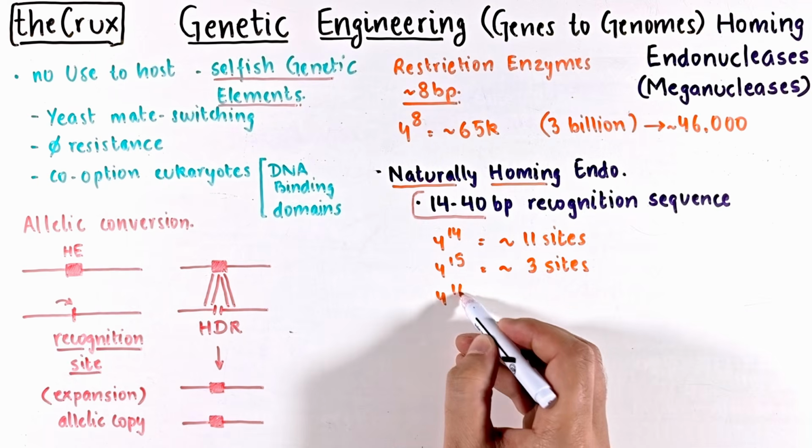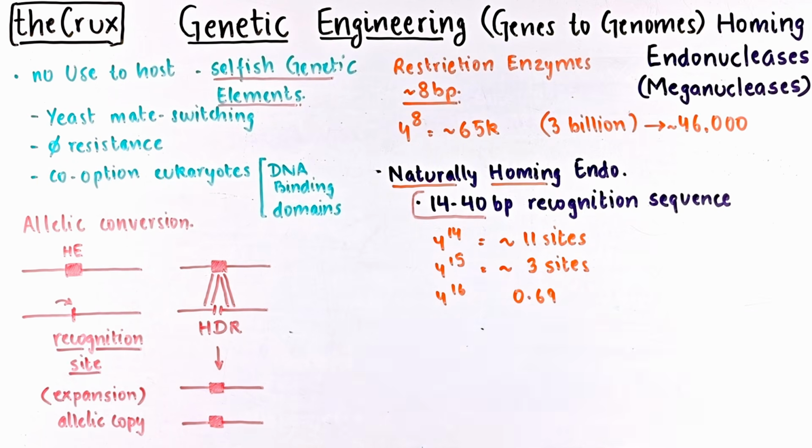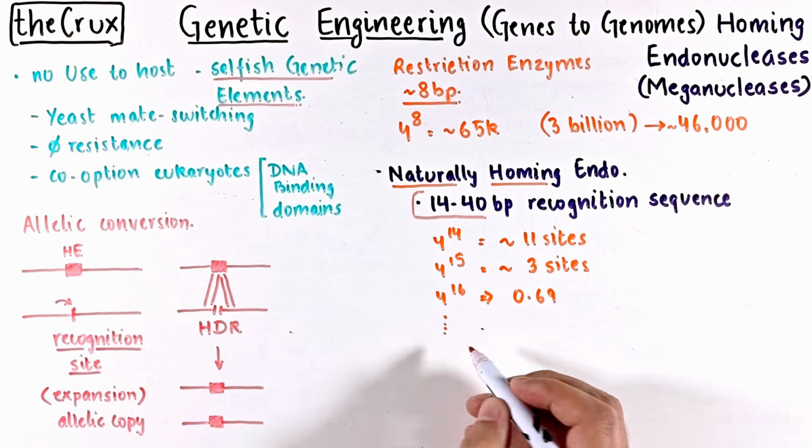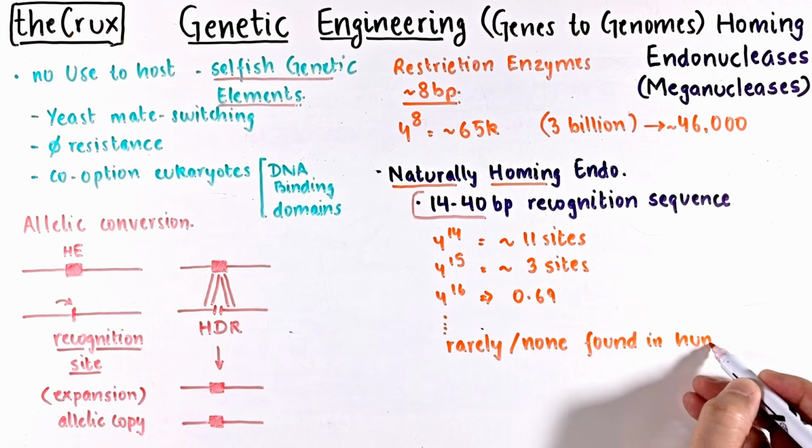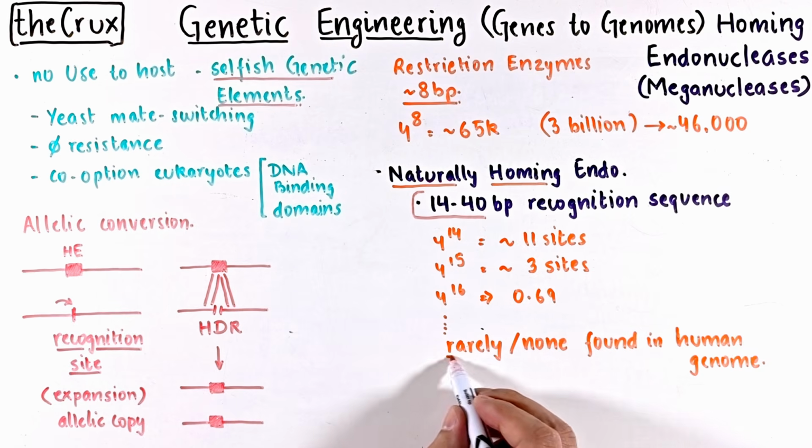For a 15-base site, you have 3 expected sites. And if you go any higher, the probability becomes close to 0. So generally, you do not expect to find meganuclease sites in the human genome.